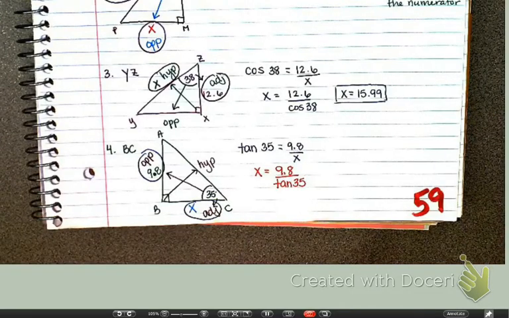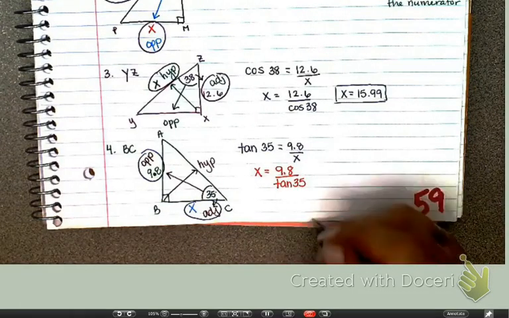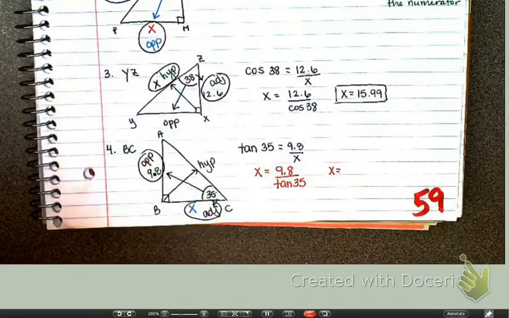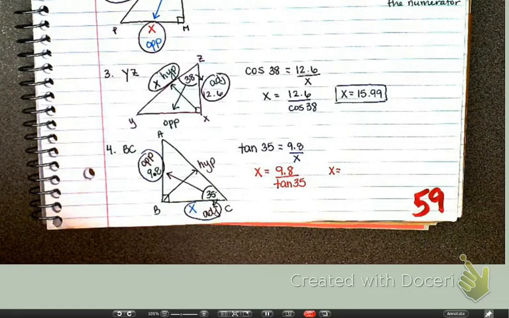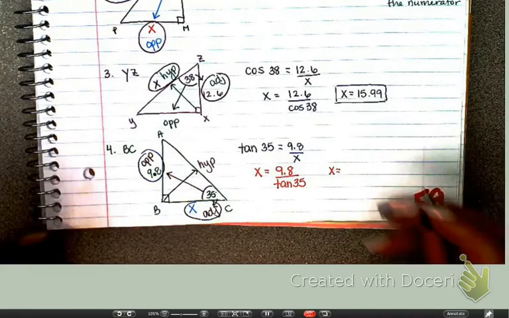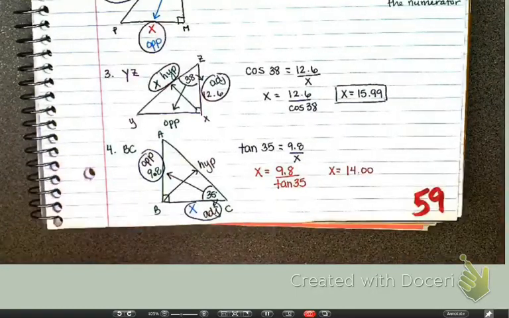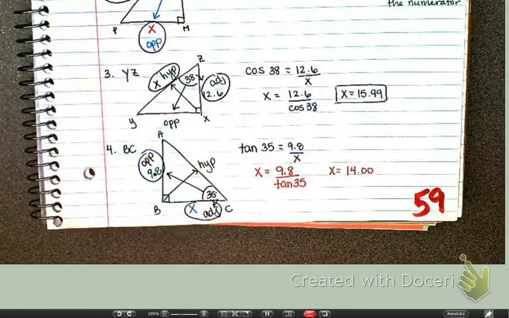So x equals 9.8 over the tangent of 35. When you plug that into your calculator, what do you get? 9.8 divided by tangent of 35. 6.87. Let's try again. Uh-oh. What'd y'all get? 14. Technically 14.00.